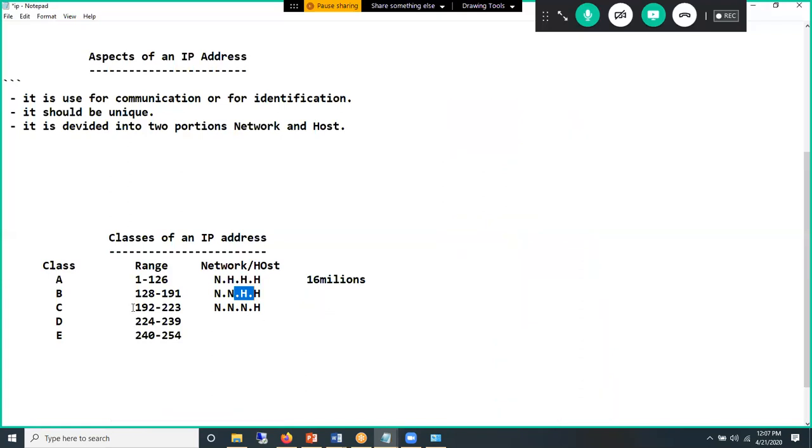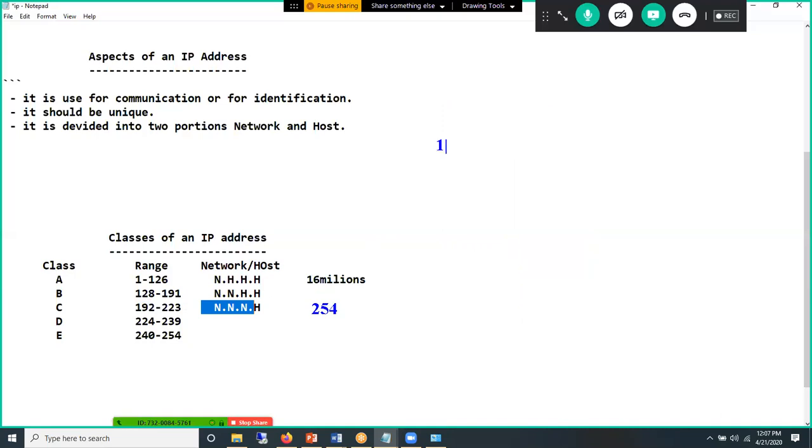The next is class C, with the range starting from 192 to 223. In class C, there are 3 network portions and 1 host portion. And in class C, you can have only 254 IPs. Okay. Now let's see how we can have only 254. I'm talking about one network having 254 IPs.